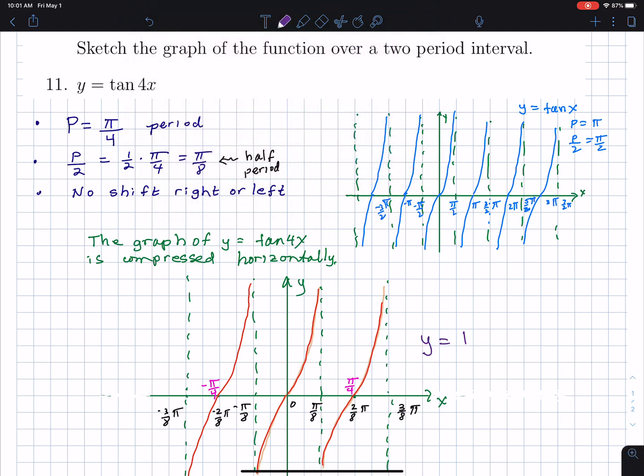y equals tan 4x. Notice it's the same graph, but it got shrunk, it got compressed. The difference between negative pi over 8 and pi over 8 is the period, pi over 4.